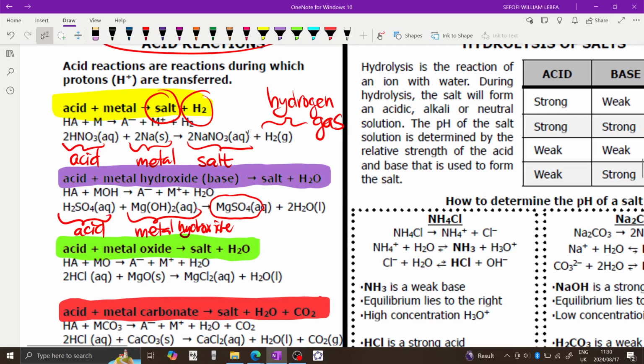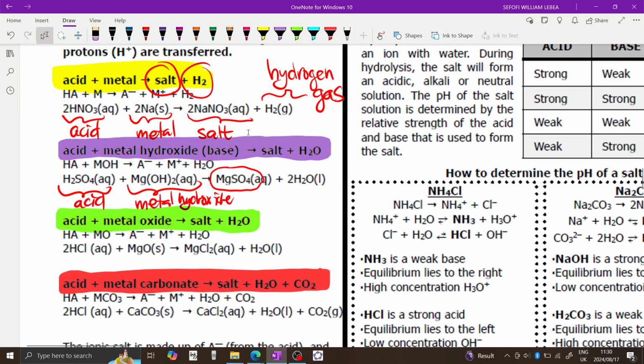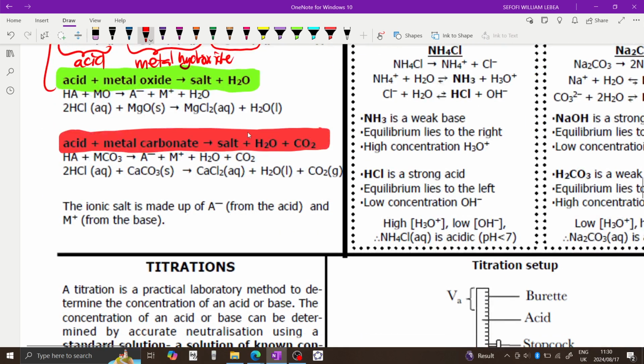But just to close, everything else will produce a salt and water, including acid plus base. The only difference is when you have just a straight metal, that will produce hydrogen gas because there's no oxygen anywhere in the metal. But another exception is when you have a metal carbonate. Whenever you see CO3, think CO2 as the product. Okay, is that fine? Yes.